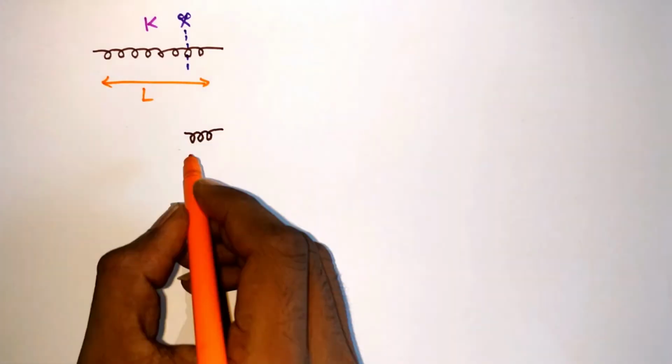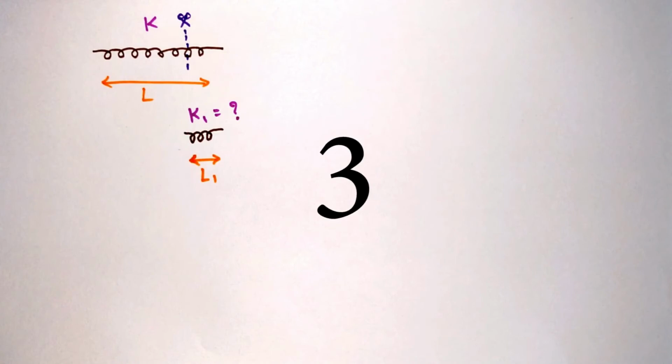Now I have a question for you. Consider a spring with spring constant k and a natural length L. Now if it is cut into a new length L1, then what will be the new spring constant?